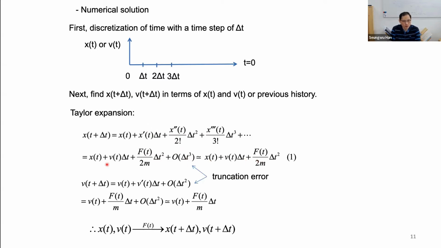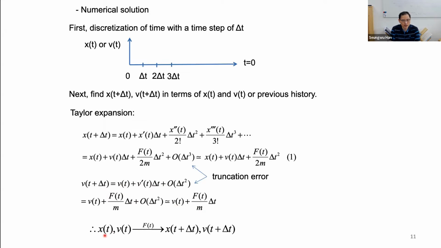So this is the Taylor expansion in the position, and then this is the Taylor expansion in the velocity. In the velocity, we have the first derivative, which corresponds to the force. And the second derivative, we do not have such a good estimate, so we can simply ignore it. And so, in the case of the velocity, we have a truncation error that is one order larger. Okay. Anyway, we have the form.